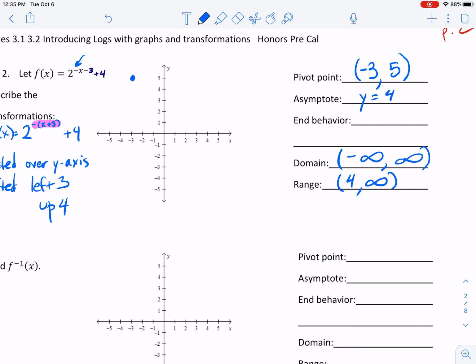And here's that asymptote of y equals 4. And now this was a decay situation. Let's make the point bigger. Okay, it's going to do something like that. So now I can see what my end behavior is, and my end behavior is as x goes to infinity, my y value is going to get closer and closer to 4. As x goes to negative infinity, my y value is going to go to positive infinity.